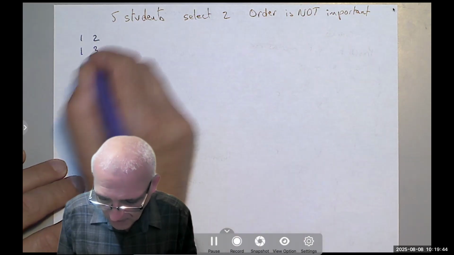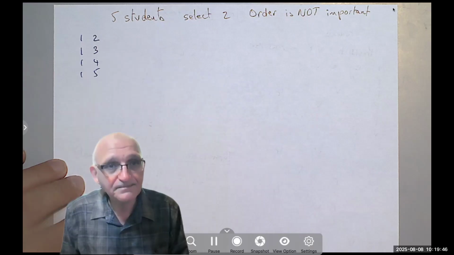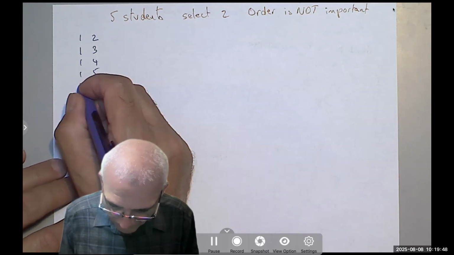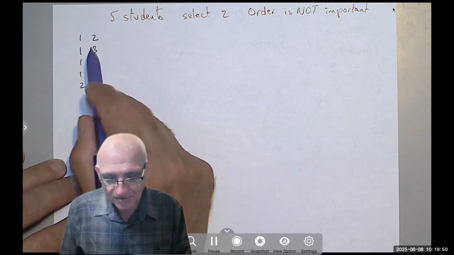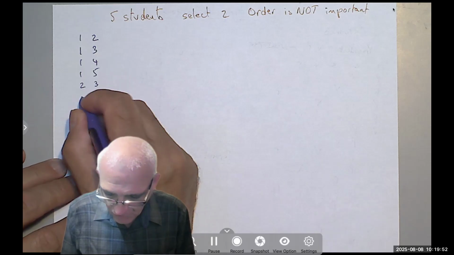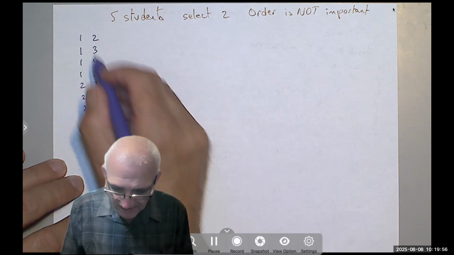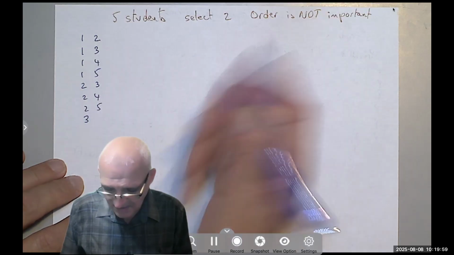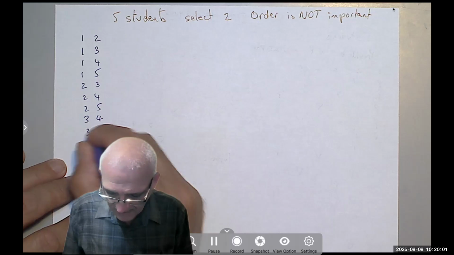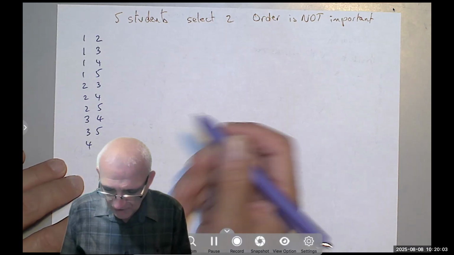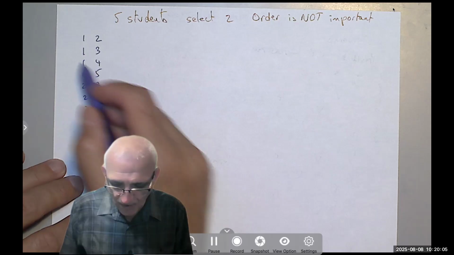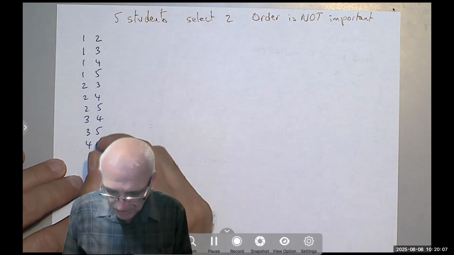1 and 3, 1 and 4, 1 and 5. And then 2, I'm not going to say 2 and 1. I'm going to say 2 and 3, 2 and 4, 2 and 5. And then 3, I'm not going to say 3 and 1 or 3 and 2 because it's the same. I'm going to say 3 and 4 and 3 and 5. And when I go to 4, the 4 already happened with 1, with 2, with 3. So it's only 4 and 5.